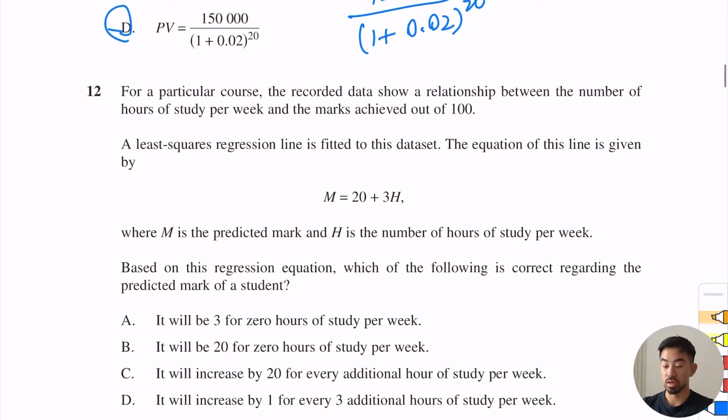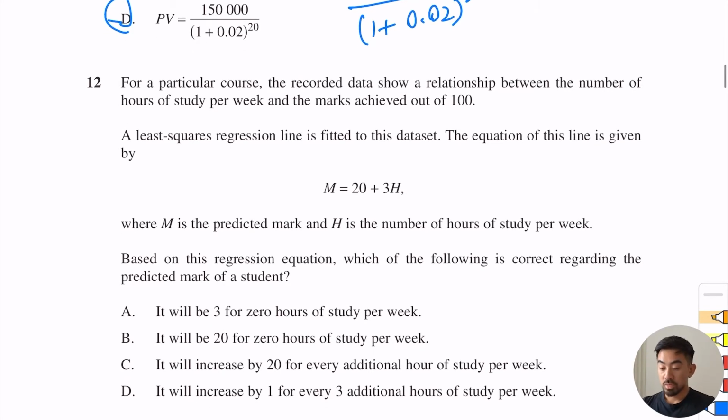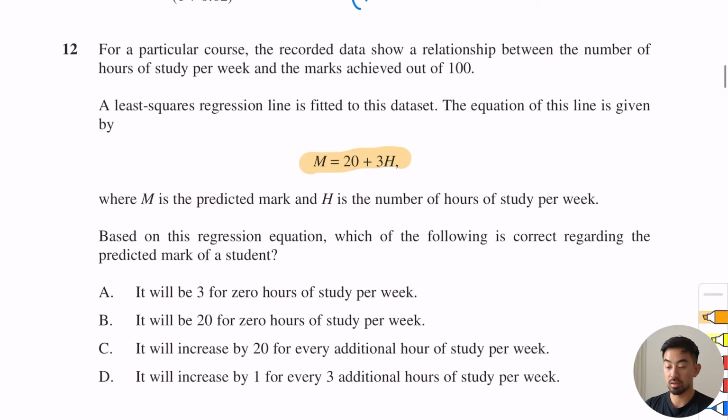Okay, so almost done. 12. For a particular course, the recorded data show a relationship between the number of hours studied per week and the marks achieved out of 100. A least square regression line is fitted to this data set. The equation of the line is given by this formula here, where M is the predicted mark and H is the number of hours studied per week. Based on the regression equation, which of the following is correct regarding the predicted mark of a student? Okay, so quite a bit of language there, but let's try and work this out one at a time.